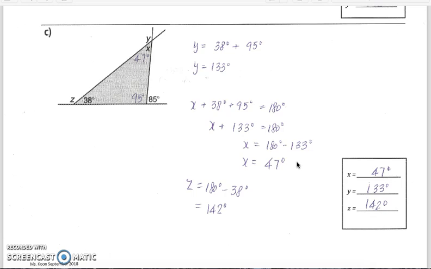And I can also use the exterior angle theorem to find the size of angle y. Because now I know that the 95 degree angle here is supplementary to 85 degrees. If I add this up to 38 degrees, I will get the size of the exterior angle y, which is 133 degrees.